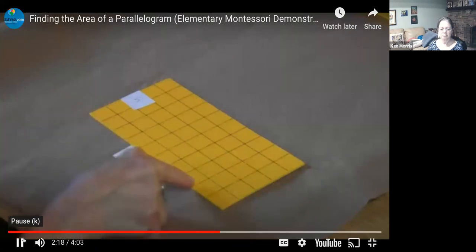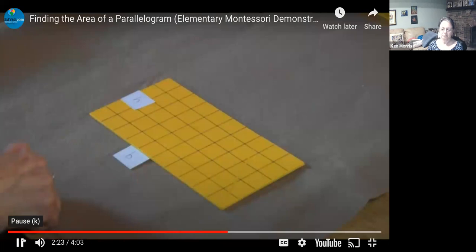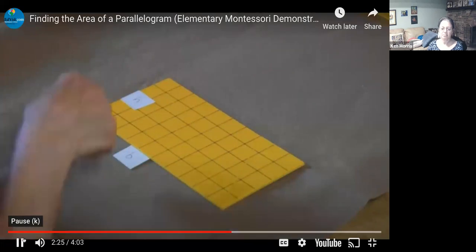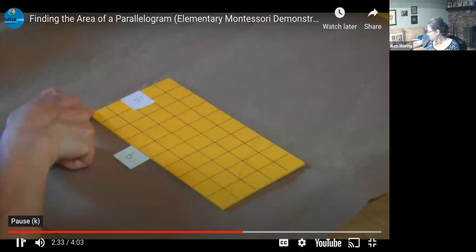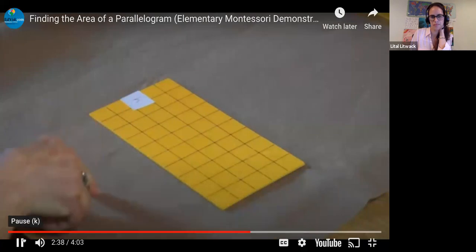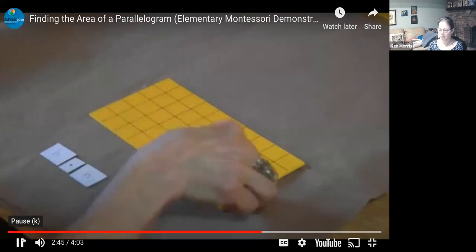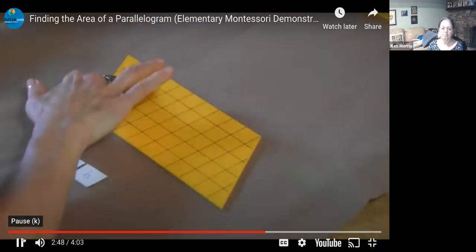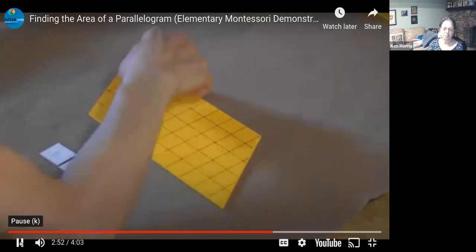Well, let's see. This labeled the base of the parallelogram. Now it labels the base of the rectangle. They're exactly the same. And this labeled the height of the parallelogram, and now it labels the height of the rectangle. So they're exactly the same. So if I multiply the base of the parallelogram times the height of the parallelogram, it would be the same as if I had multiplied the base of the rectangle times the height of the rectangle.